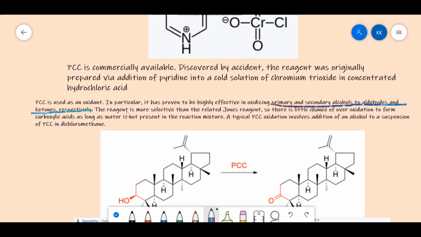The reagent is more selective than the related Jones reagent because, as we can remember, in the Jones reagent, the carboxylic acid is produced due to over-oxidation of the aldehyde. Here there is little chance of over-oxidation to form carboxylic acid as long as water is not present in the reaction mixture. A typical PCC oxidation involves addition of an alcohol to a suspension of PCC in dichloromethane. So in the reaction we take the alcohol and add it to a suspension of PCC, which is the pyridinium chlorochromate, and we have dichloromethane also present in the medium.